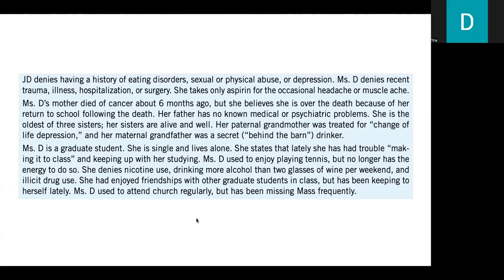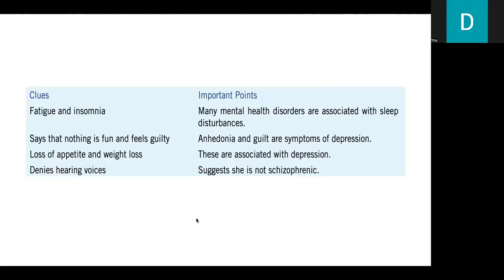She states that lately she has had trouble making it to class and keeping up with her studying. Miss D used to enjoy playing tennis but no longer has the energy to do so. She denies nicotine use, drinking more alcohol than 2 glasses of wine per weekend, and illicit drug use. She had enjoyed friendship with other graduate students in class, but has been keeping to herself lately. Miss D used to attend church regularly, but has been missing mass frequently.